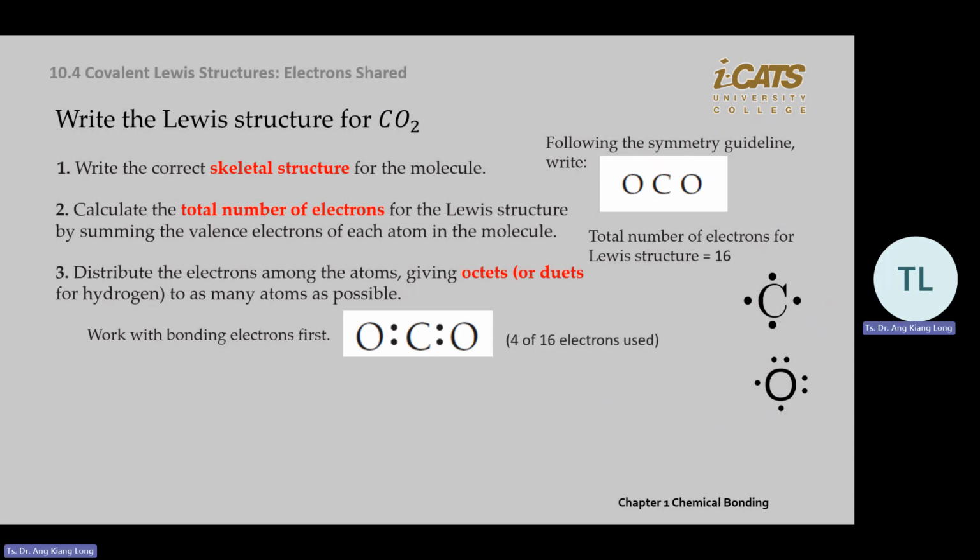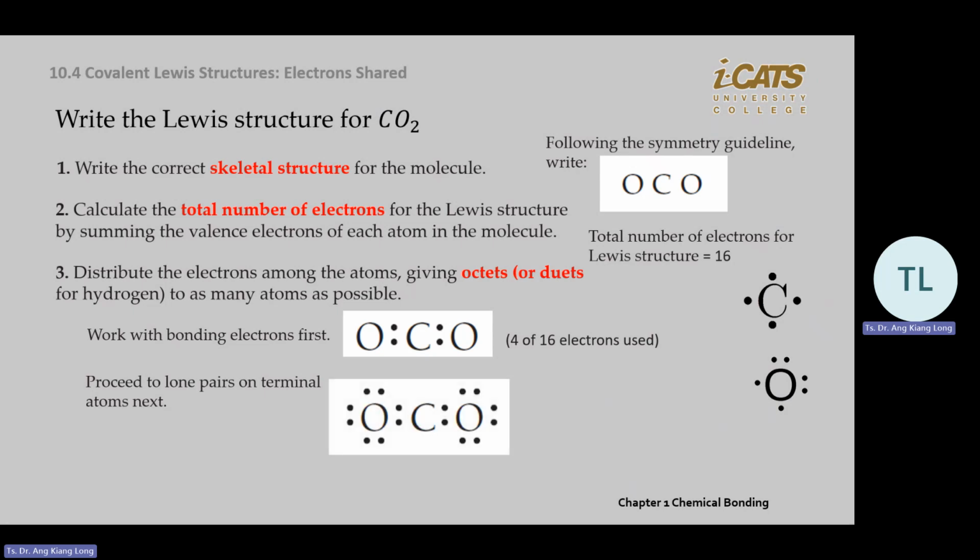So in total, you have 16 just now. You have used 4, because carbon has 4, so you use up all the 4 first. Then the balance 12 goes back to the side, the two atoms at the side. So you got 6 at the side, right? So proceed to lone pairs. Lone pair means just now those that do not have the pairs. So here you work with the four.